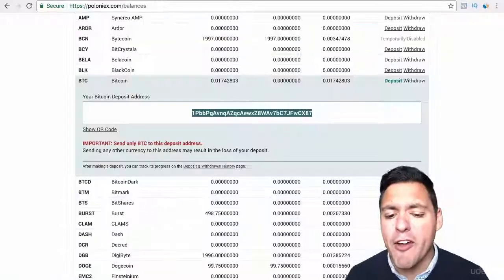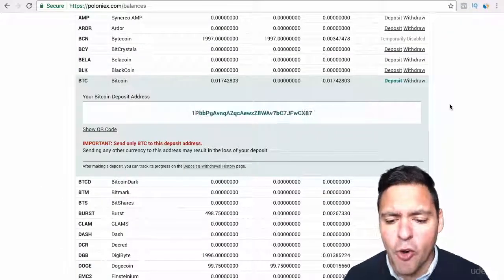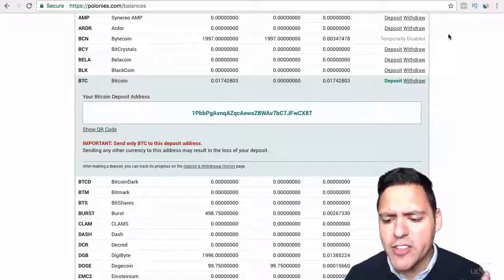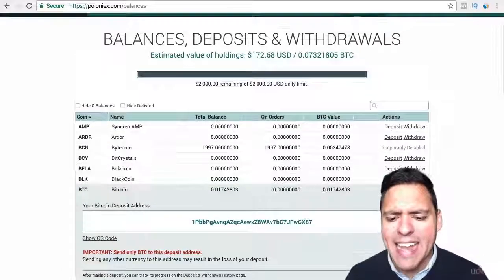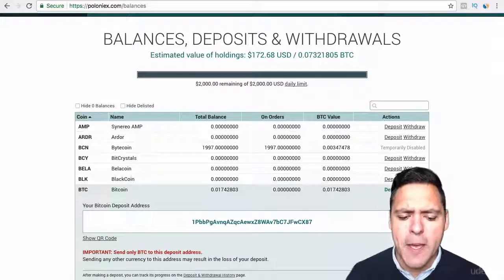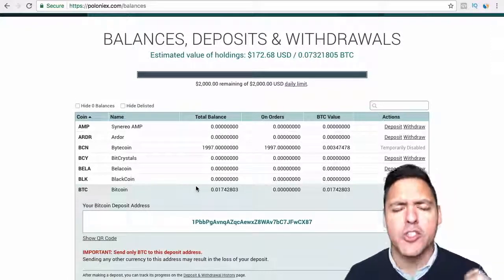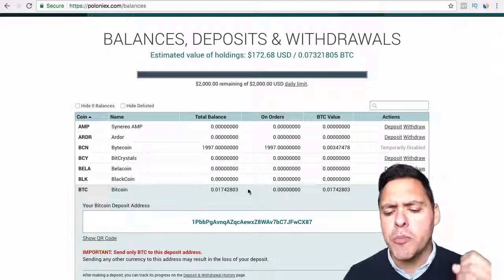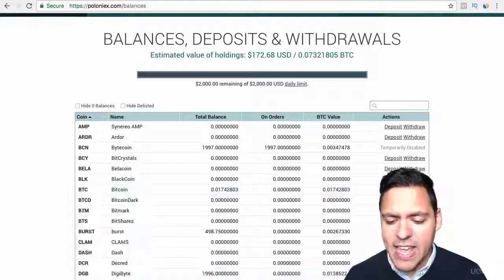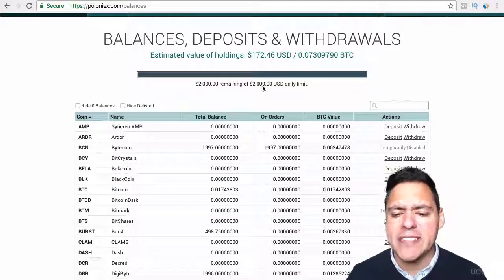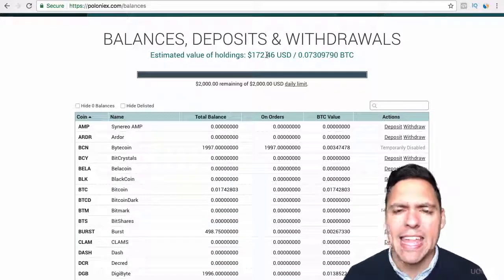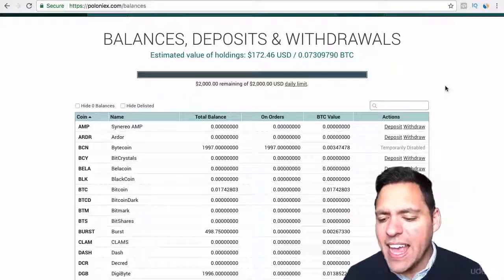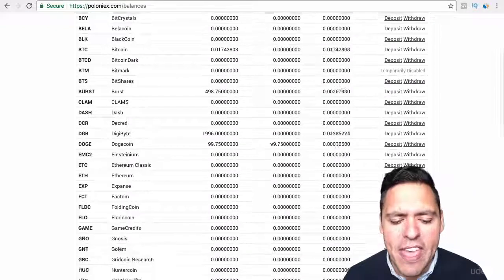Now, it will take about 15 minutes for this to actually show in your account. So don't be worried if it doesn't show straight away. But that is how you transfer Bitcoin from your wallet to Poloniex. Like I said, it will literally take 15 minutes and then you will see it appearing in your account. Easy as that. And it's the same process for Ethereum.